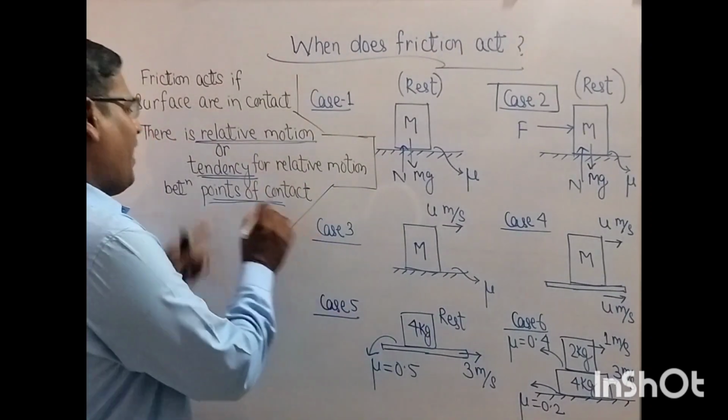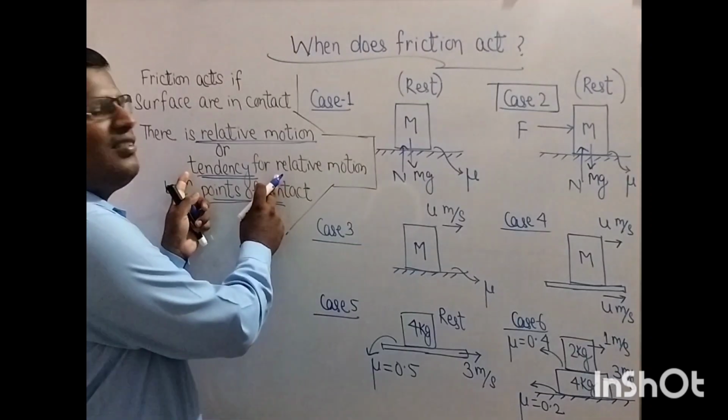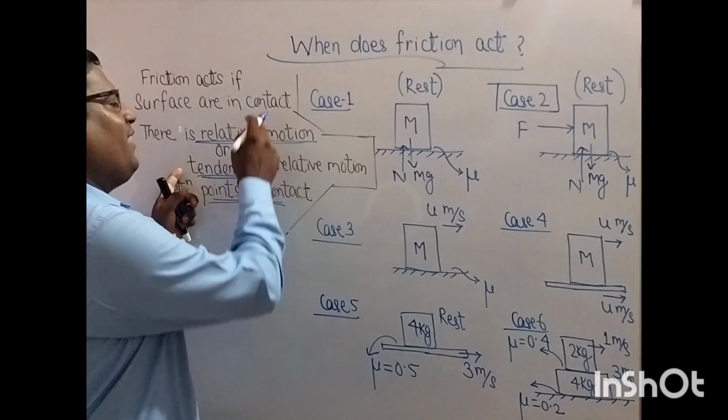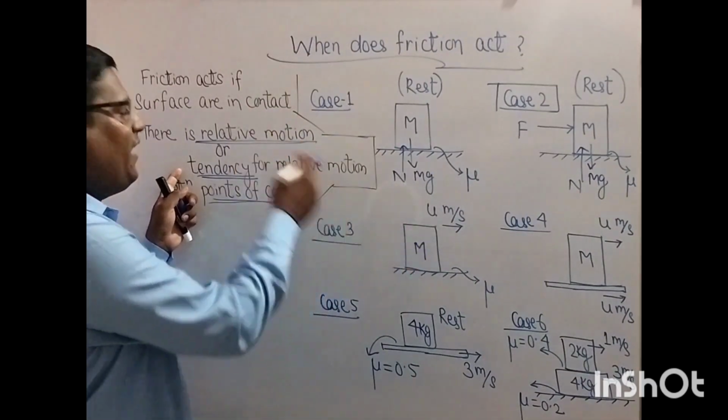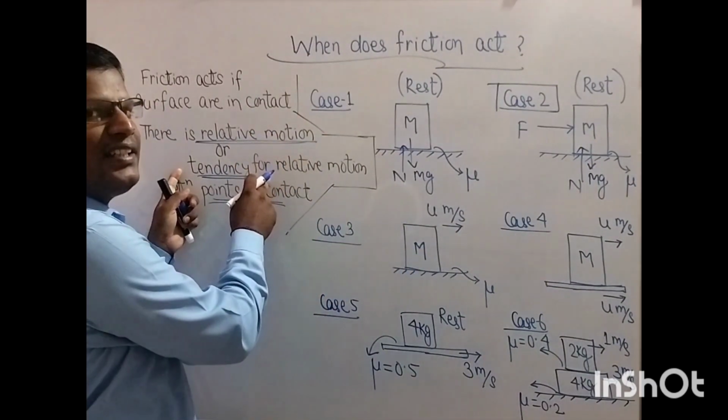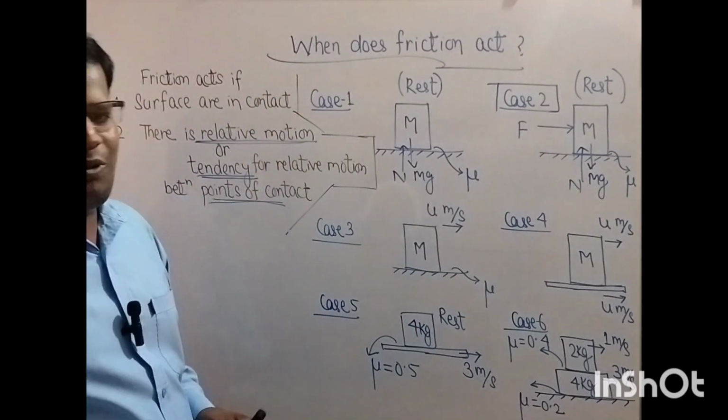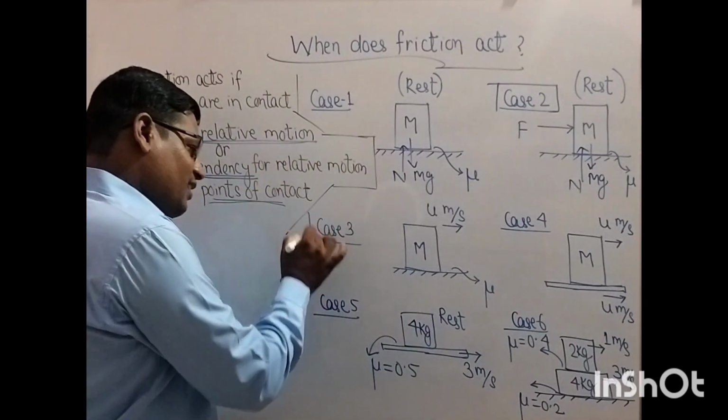There is relative motion. I don't have to check this one. There is relative motion. That means friction is acting. If not, then I will go to check this one, isn't it? ये दोनों में से कोई भी एक satisfy होगा तो friction तो लग ही जाएगा. So here also friction is acting.